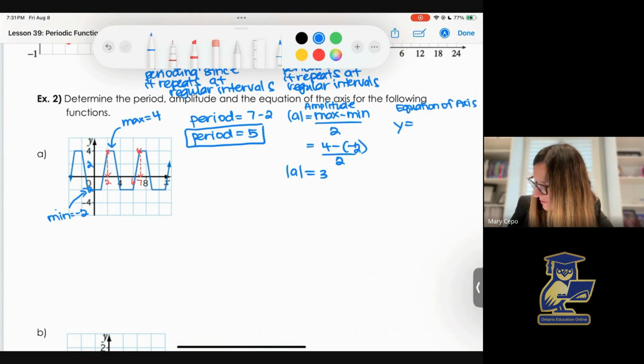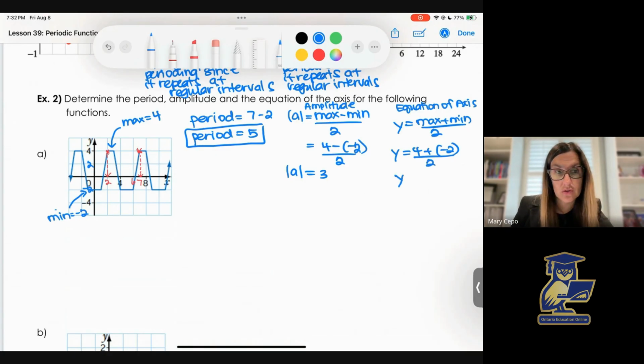Y is equal to max plus min, and divide that by 2. So y is max, 4 plus -2, divide that by 2. We know 4 plus -2 is 2. 2 divided by 2 would equal 1. And we can observe that all on the graph.